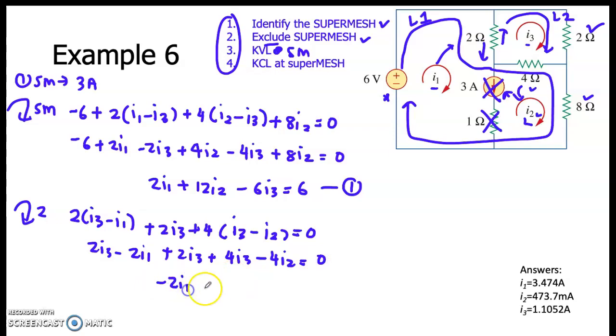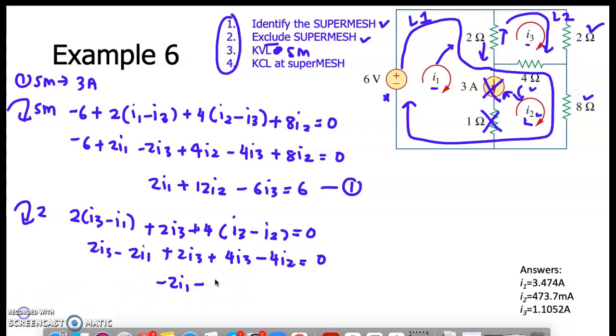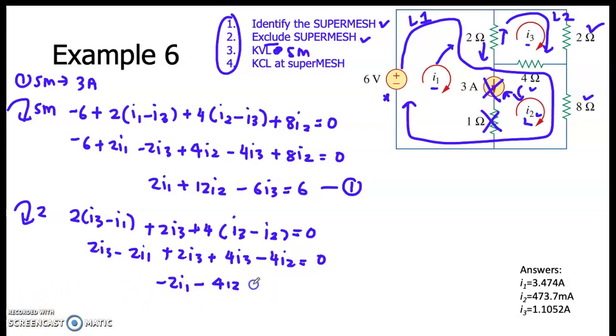Your sequence is by I1, I2 and I3. Then it becomes minus 2 I1 minus 4 I2 plus 6 I3 is equal to 0. Okay, so now you have 3 unknowns but only 2 equations. So what is the last equation that you need to do? It is this one, step number 3, KCL at the Supermesh. Okay, so how are you going to do that?